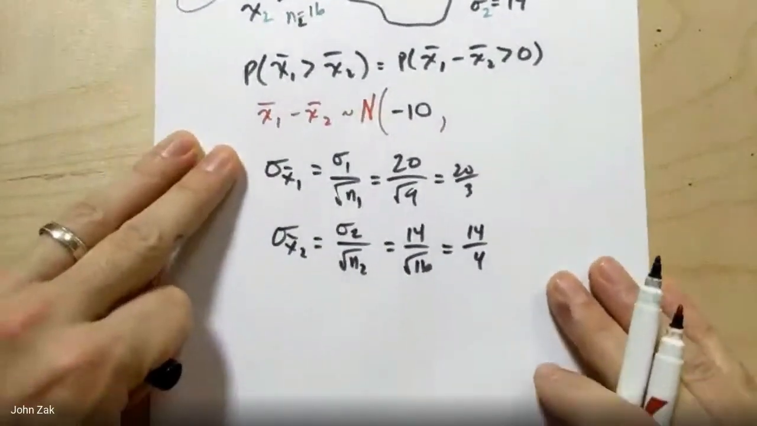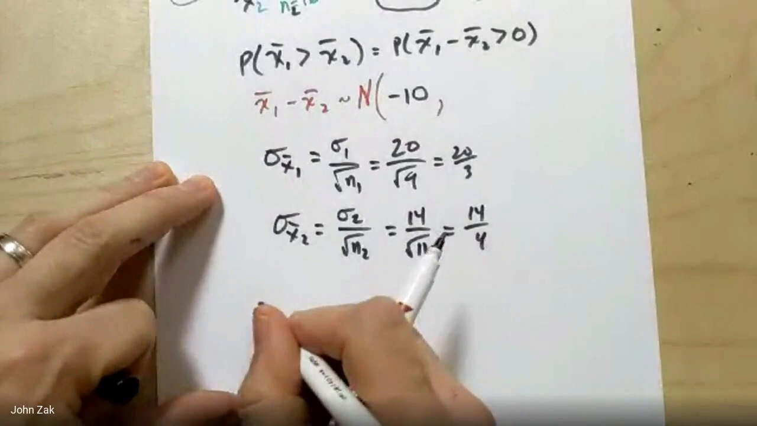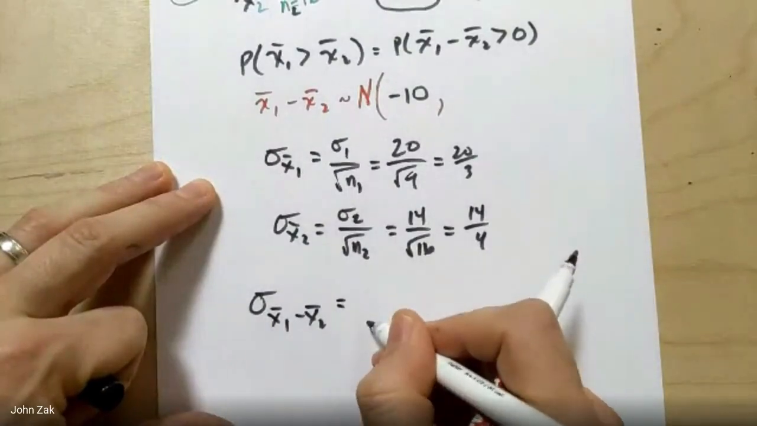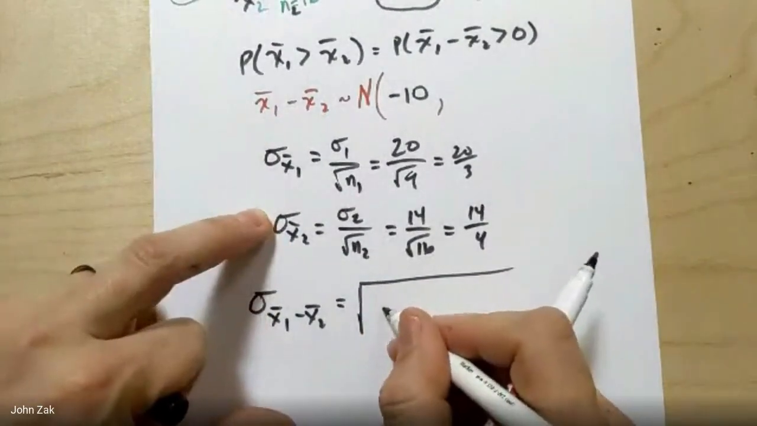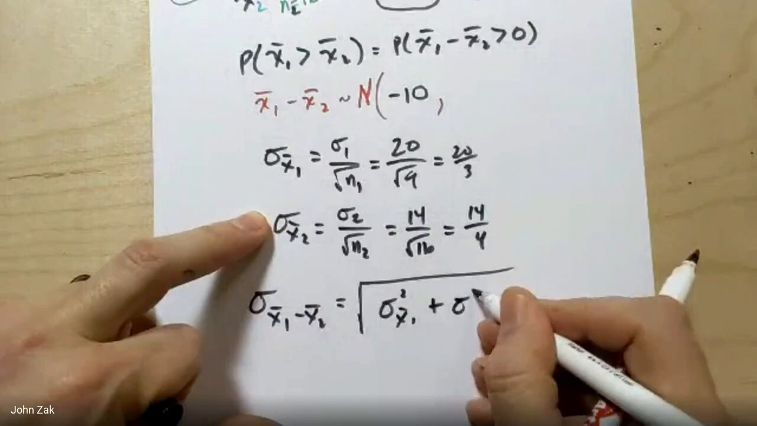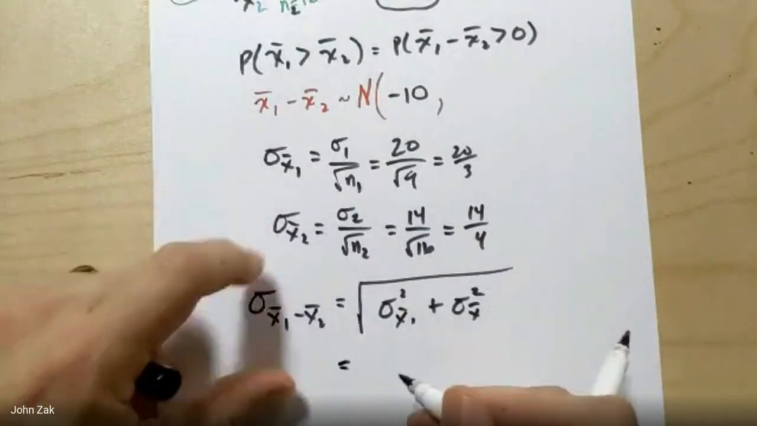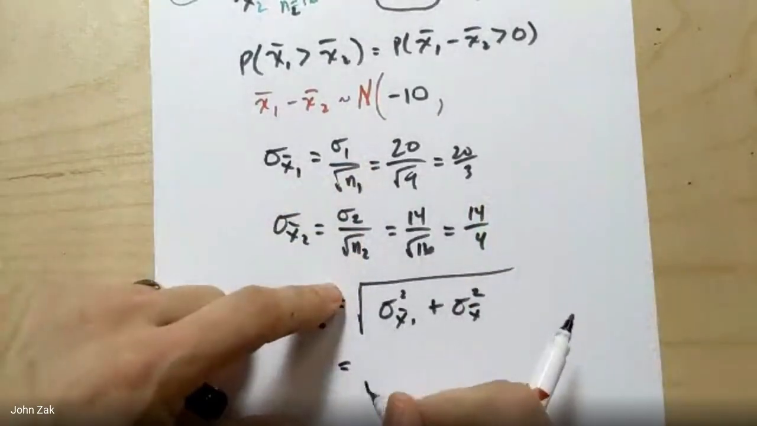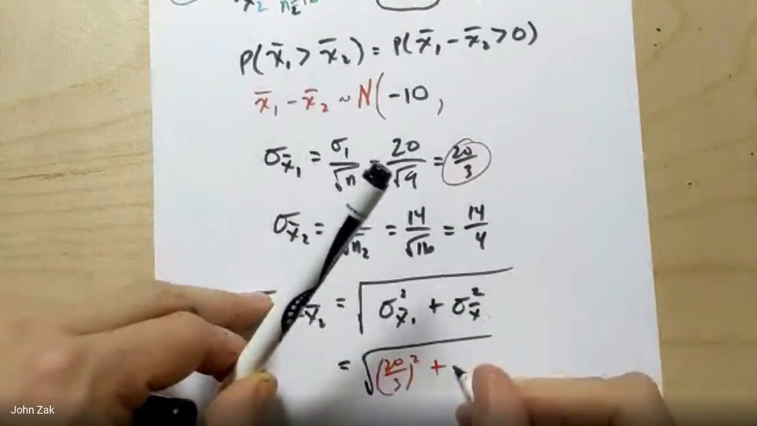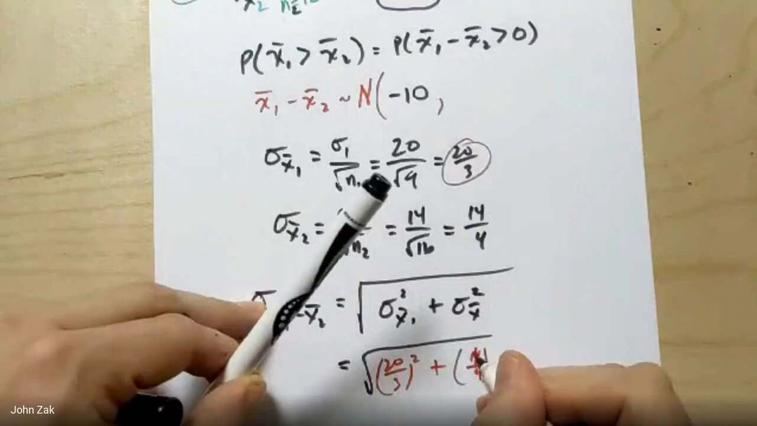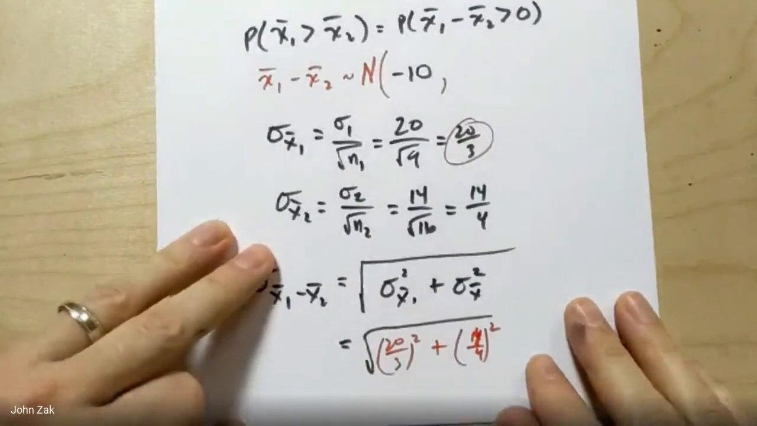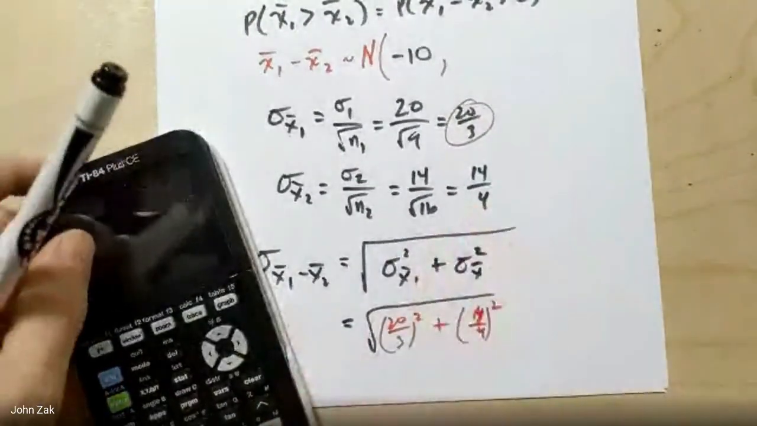So I would say I've got the standard deviation of x bar 1 minus x bar 2 is going to be equal to the square root of the standard deviation squared of x bar 1, plus the standard deviation of x bar 2 squared. And so that's going to end up being the square root of 20/3 squared, plus 14/4 squared. And so if I got a calculator out, can you guys see that? 14. Notice I didn't reduce the fraction. Doesn't matter. Don't judge me.